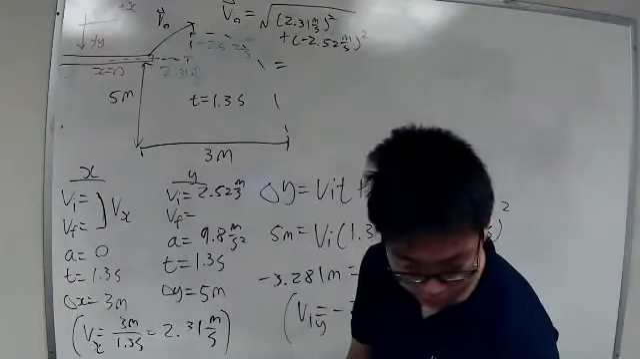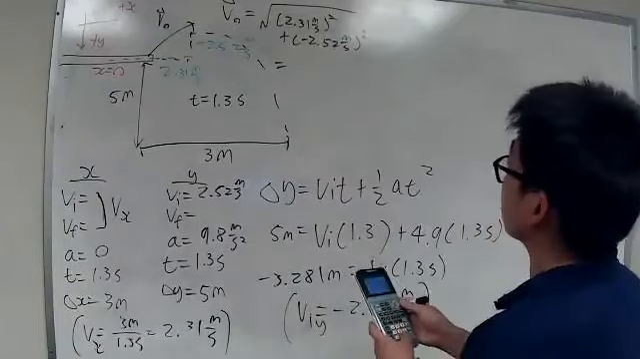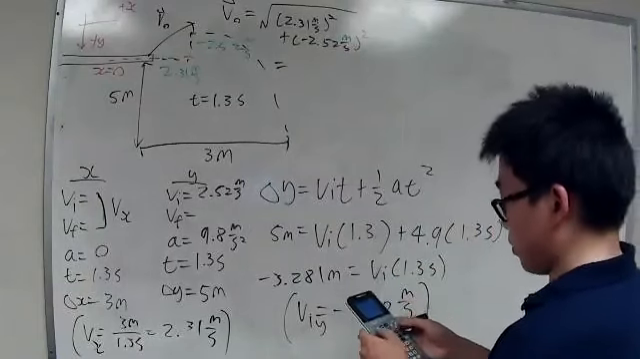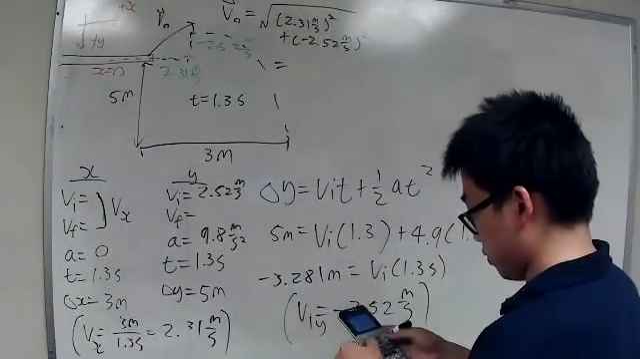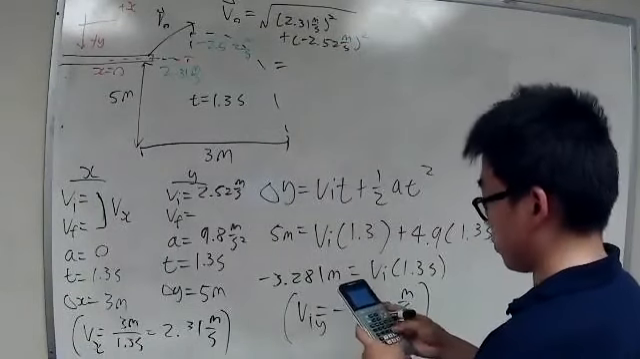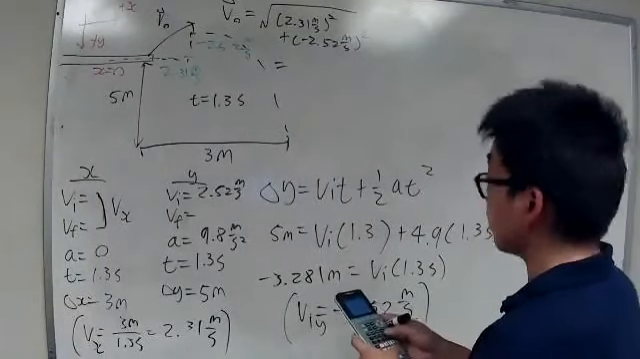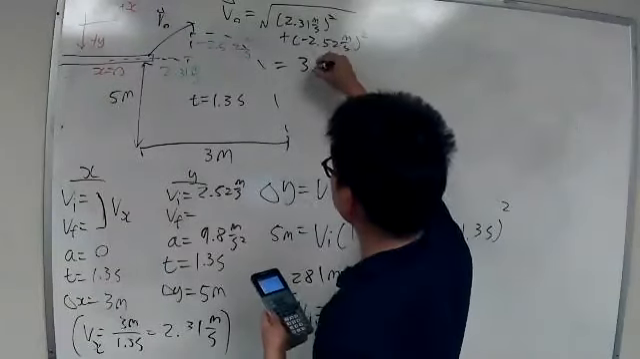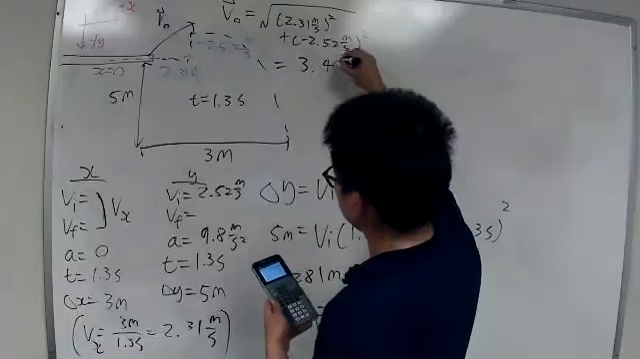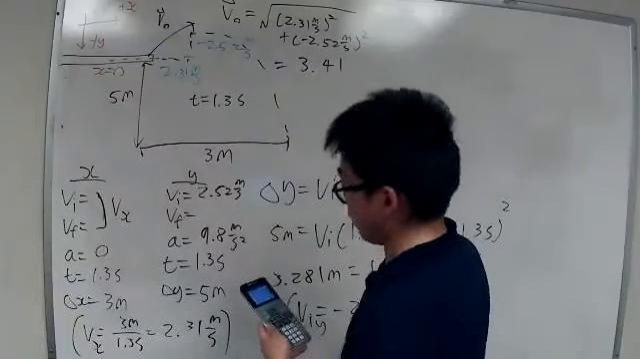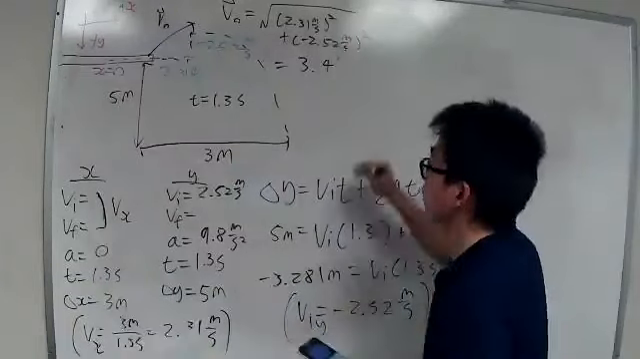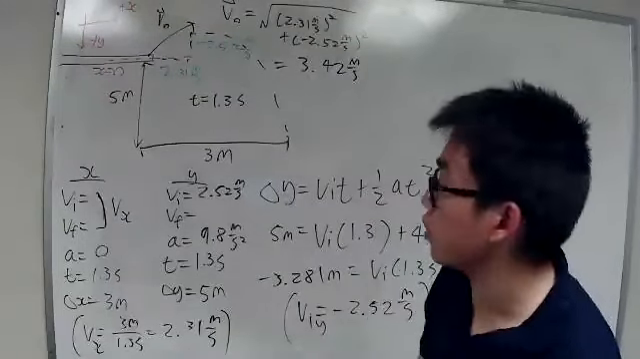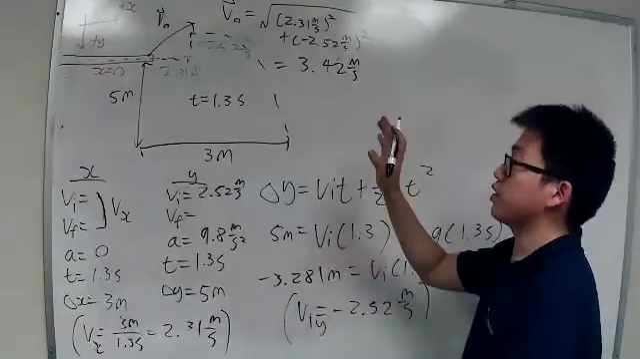What is this? We'll see. 2.31 squared plus 2.52 squared. This is like 3.41, 3.42 around there, meters per second. And if I ask you the initial velocity, you're not quite done yet.